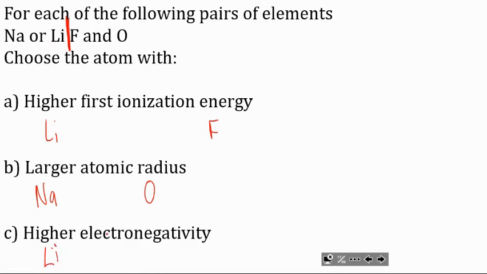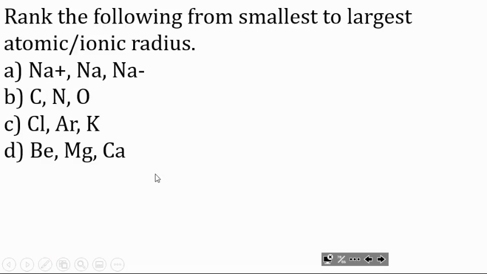Lithium has a reduced distance to that electron, so it's going to hold on to it tighter. Fluorine and oxygen. You shouldn't even have to think about this one because you should know automatically fluorine is the biggest, but that's not an answer you can give on a test. Fluorine has a higher effective nuclear charge. Yep, this is the last one.